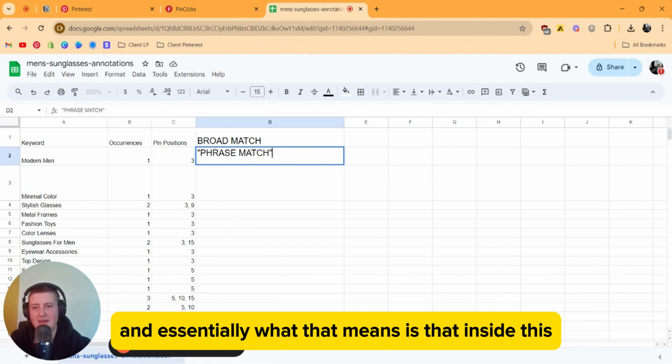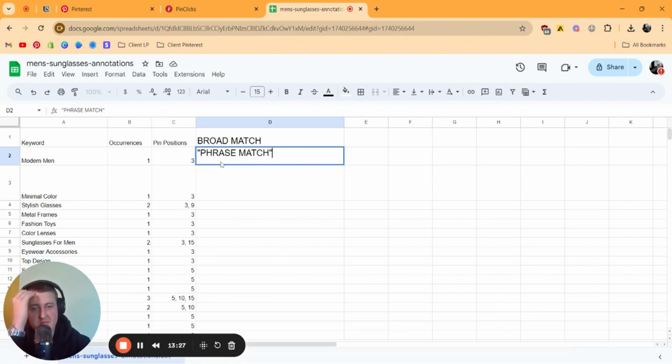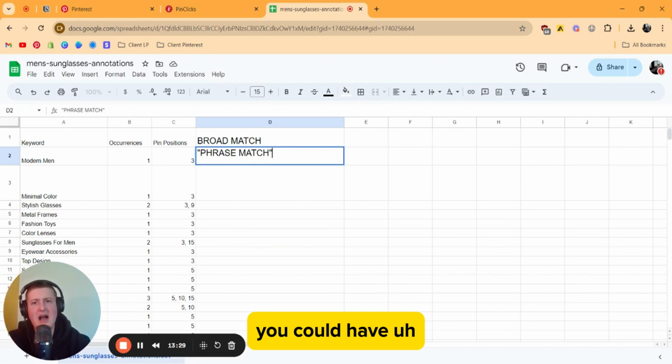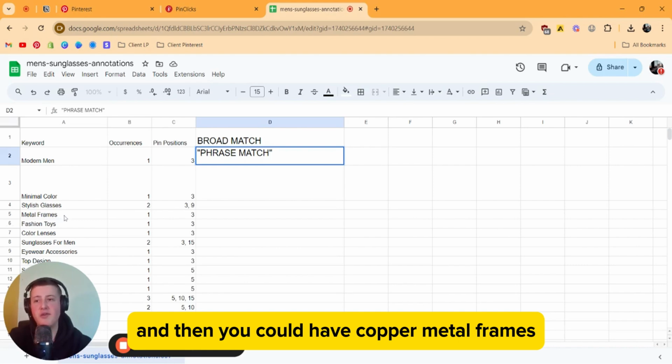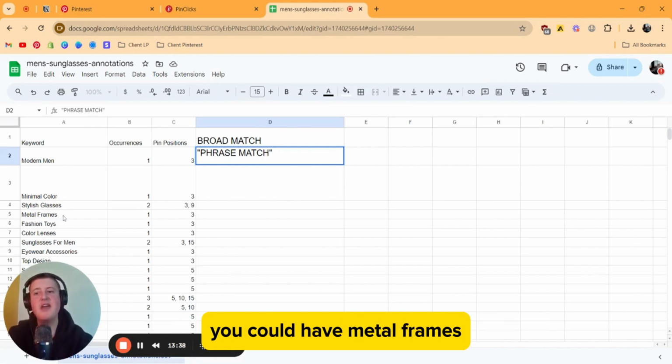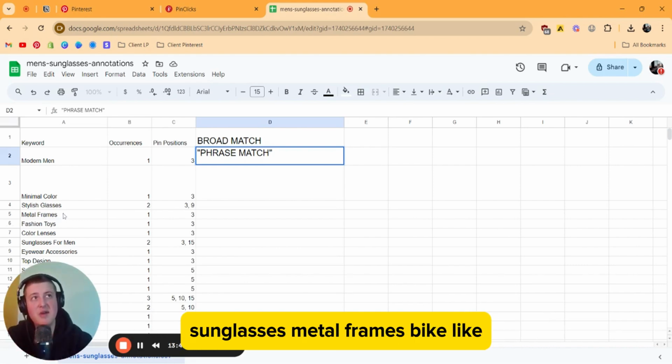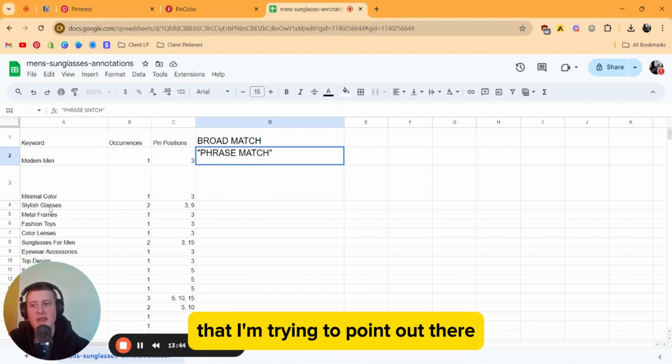And essentially what that means is that inside this, you could have, say for example, let's go metal frames, and then you could have copper metal frames. You could have silver metal frames. You could have metal frames, sunglasses, metal frames, bike. And that's the same thing that I'm trying to point out there with that last one, is that you can still mess that up, so make sure you're careful there.